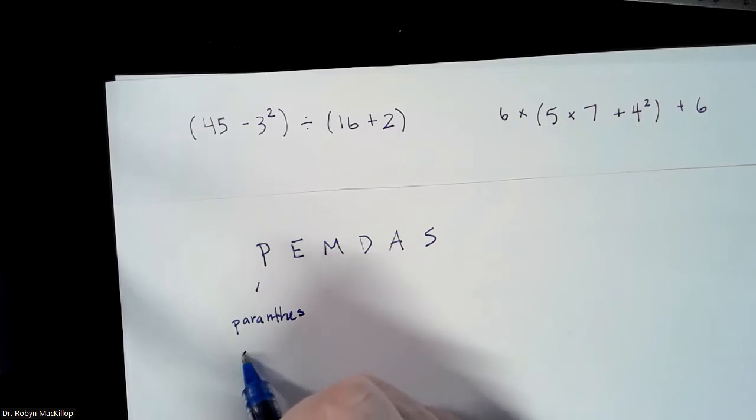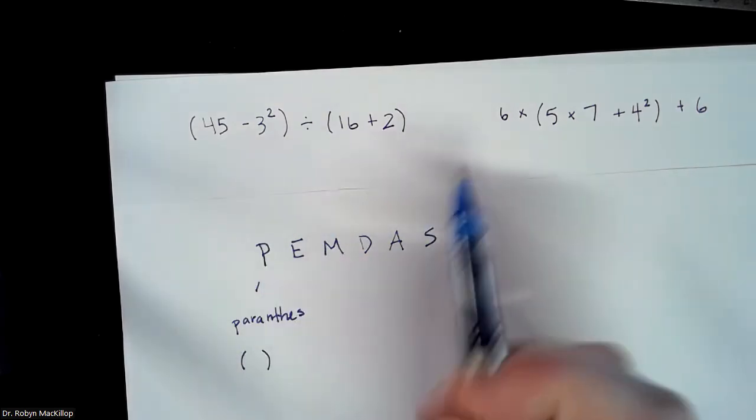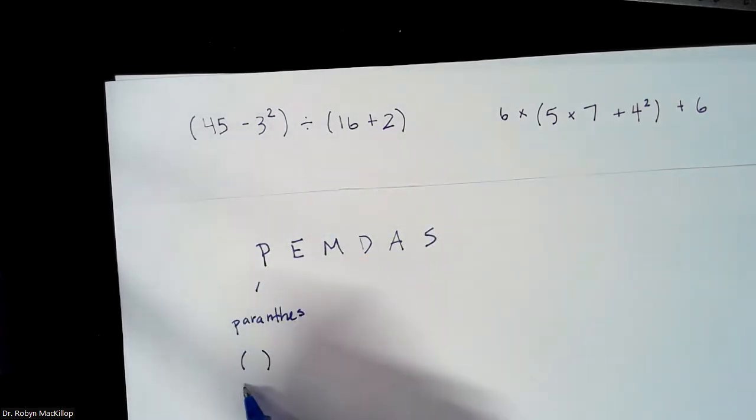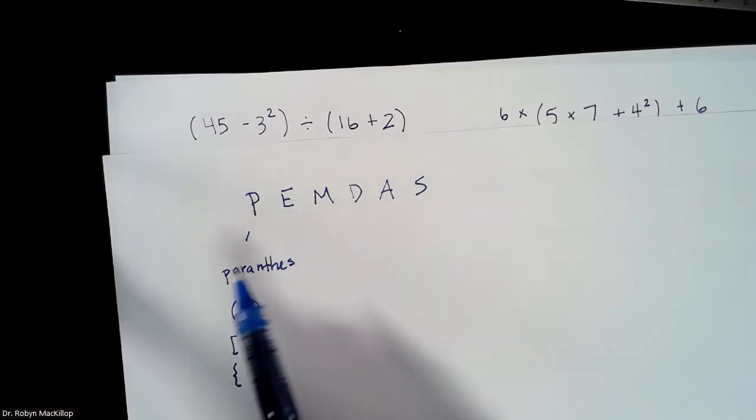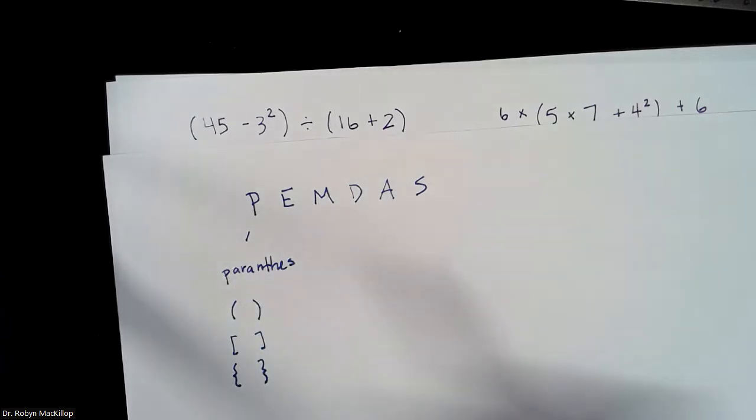You can have regular parentheses, like you can see in these problems. You could have brackets, which are a little more squared off, or you could have, I don't even know what these are called, tiddlywinks. Anything like these. So just assume if you've got brackets around numbers, you're going to deal with them first.